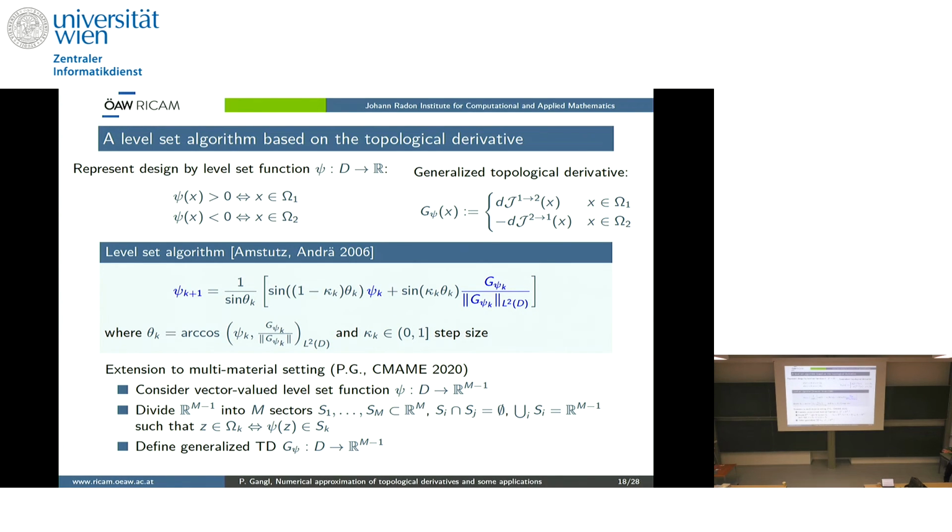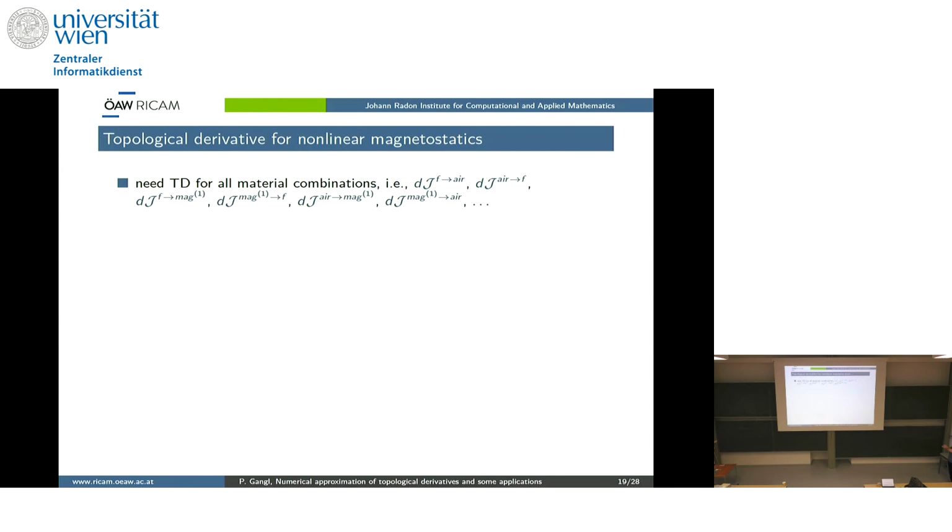And if you then define, again, this generalized topological derivative accordingly, and I just mentioned that this is related to the normal vectors pointing into these sectors, which is also the case here, by the way. The minus is actually the normal vector pointing into the negative numbers. If you do this accordingly, then you can run the same algorithm with an arbitrary number of materials.